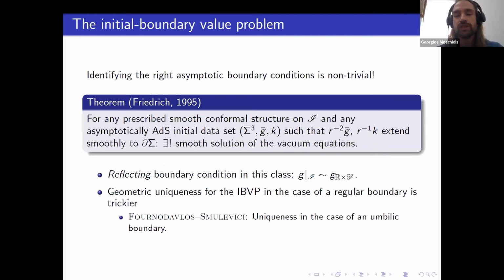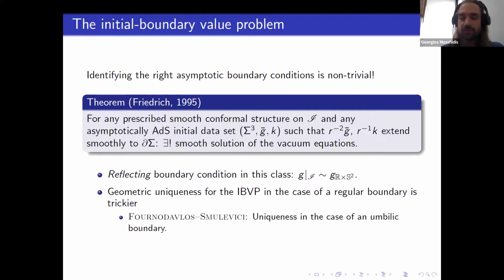But of course, the natural question is: does this formulation give rise to a well-posed initial boundary value formulation? And that's a very non-trivial question to ask. Among other things, it's complicated exactly because this boundary is a conformal boundary at infinity. It's not a regular boundary. And the first person who addressed the issue of well-posedness was Helmut Friedrich, who in 1995 proved the following theorem.